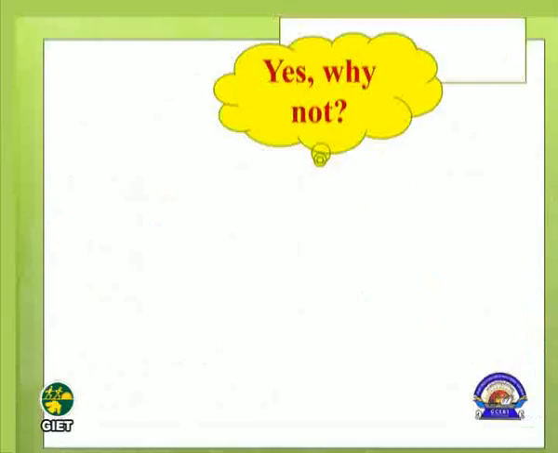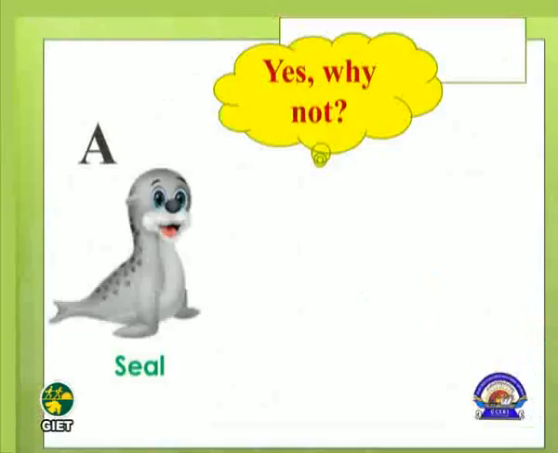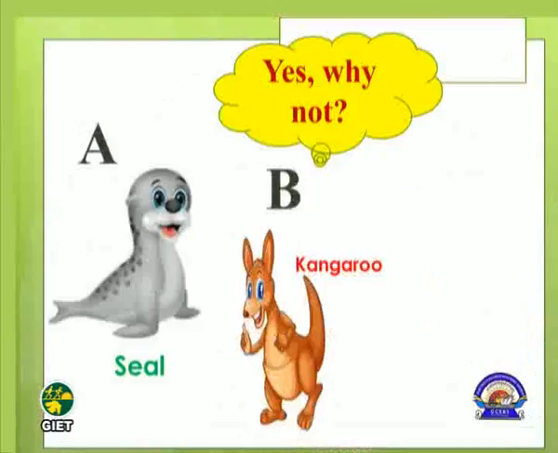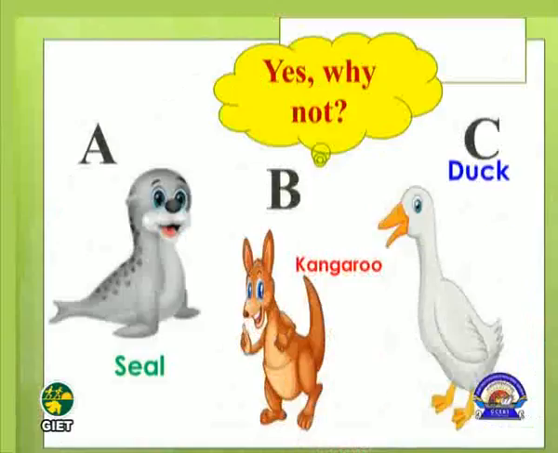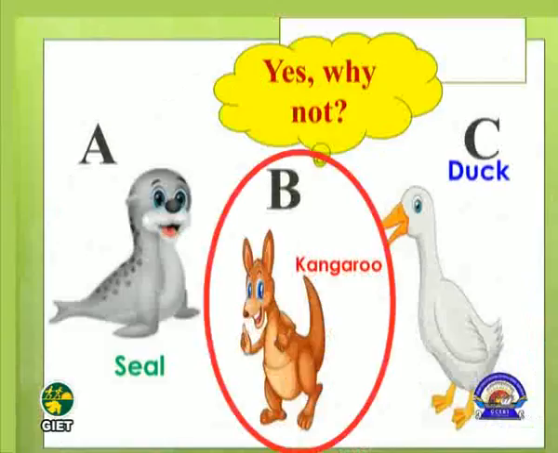Next statement. Yes, why not? A seal. B kangaroo. C duck. Batao? Yes, tell me. Very good. Kangaroo said that.